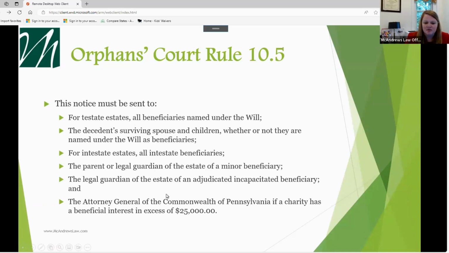And then there's some additional information about who you would notify. If you have a minor beneficiary, you notify the parent or legal guardian. If you have someone who's been adjudicated incapacitated, you'd mail that notice to the legal guardian. If your will makes any type of charitable request, so you are making gifts to charity that are coming out of the estate, not gifts to charity that say if all my other beneficiaries have predeceased me, then everything goes to charity. So the charities are actually receiving something at your death and the bequest is in excess of $25,000, you're required to send a notice of beneficial interest to the Attorney General's office.